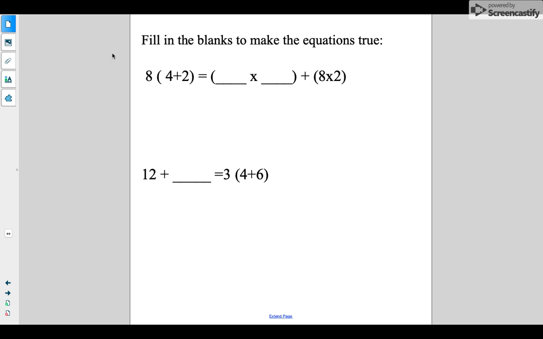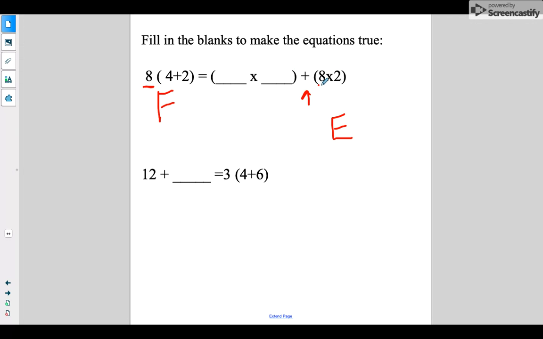So this last problem is fill in the blanks to make the equation true. So if you look, I can tell by the way this one's set up, this one is in factored form. And the way this is set up with the addition sign right here, and then the two multiplication expressions, I can tell that this is an expanded form. So in factored form, we know that the factor 8 was taken out of both expressions.